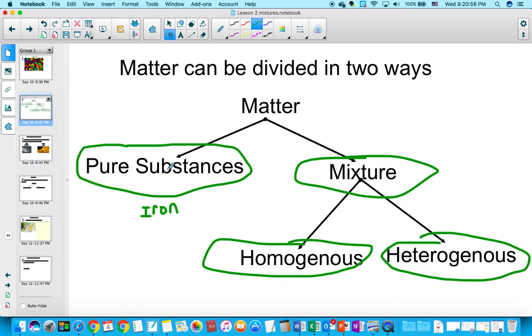And we'll go into more detail as we move along. But you should know what a pure substance is. You should know what a mixture is. You should know what a homogeneous and heterogeneous mixture is. You should also probably copy this flowchart down. It's a good way to visualize what this lesson is talking about and reviewing.